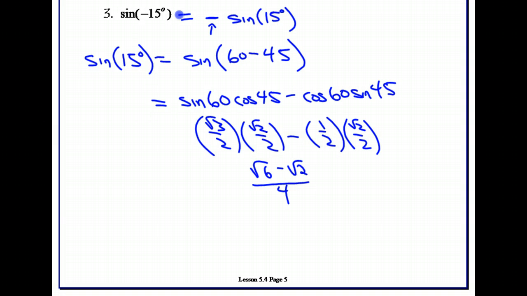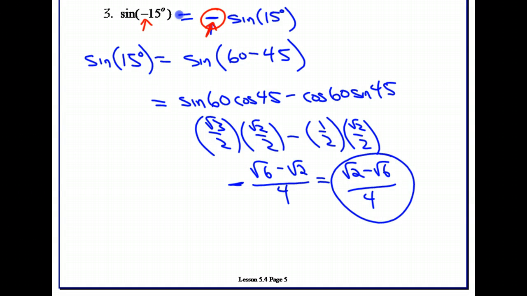And don't circle it yet. That's not quite your answer. Remember, we're doing the negative. How does that affect it for a sine? It makes it the opposite. So my answer is exactly the opposite. So I can stick a negative out in front, and that would be okay. Or if I distribute, then all of a sudden my root 2 becomes positive, and my root 6 becomes negative. And that would be a nice way to write it just like that. Root 2 minus root 6, all over 4.